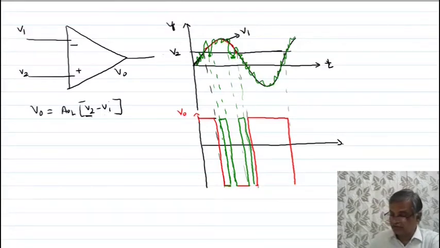So you can see your output gets affected. In the previous waveform, you can see your output is at minus Vsat during this time, but due to this noise riding over your signal V1, you are getting this kind of waveform, which means your output gets affected. This means the comparator does not have noise immunity.